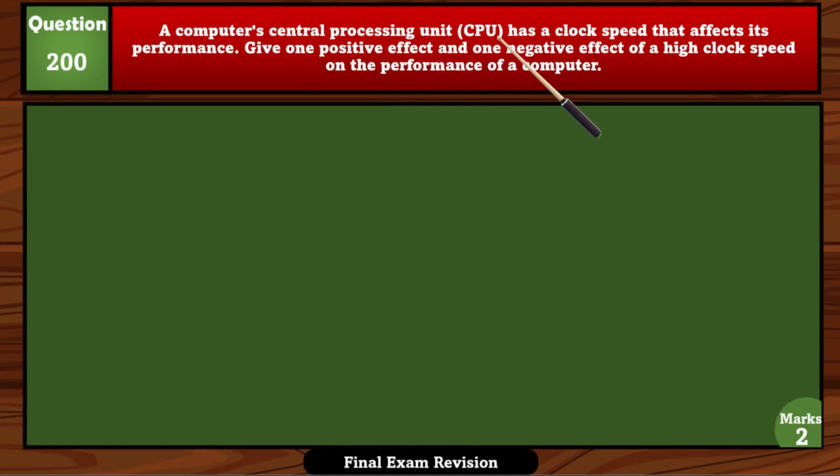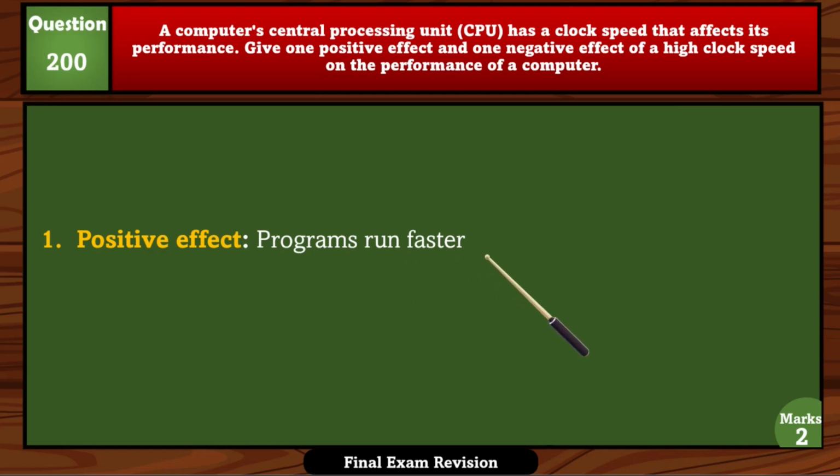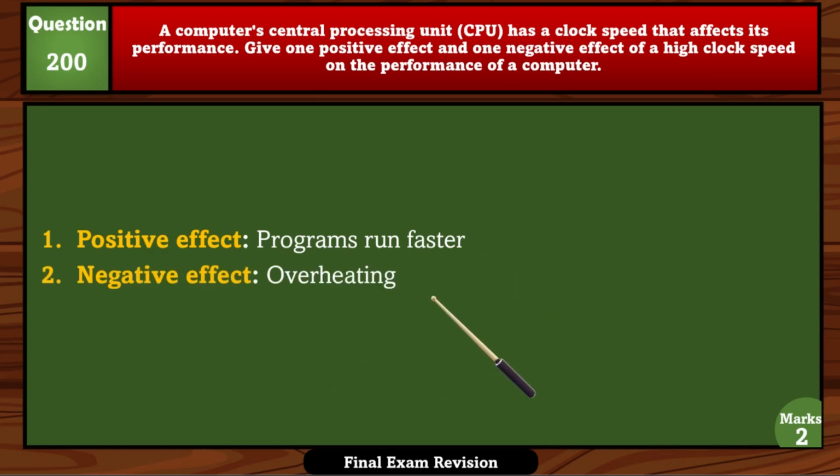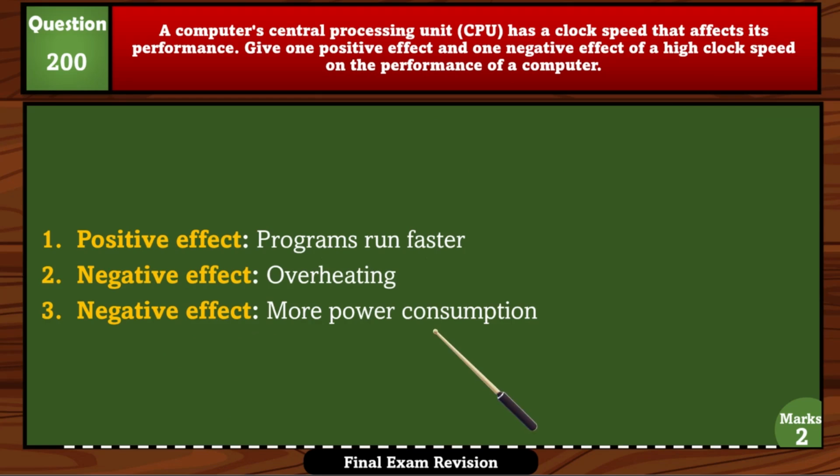Question 200. A computer's CPU has a clock speed that affects its performance. Give one positive effect and one negative effect of high clock speed on the performance of a computer. Positive effect, programs run faster. Negative effect, overheating. Another negative effect is more power consumption.